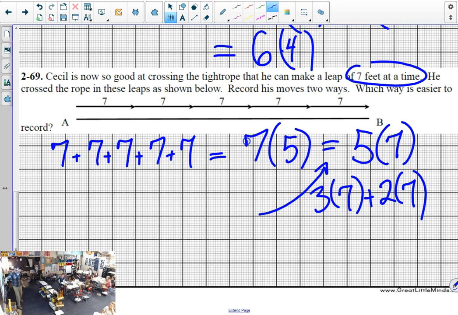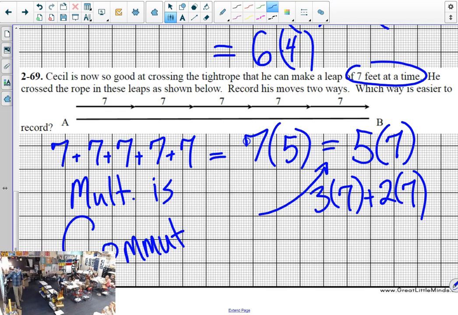What does it mean to move? Commutative. Please jot down somewhere. Multiplication is commutative. The order is irrelevant. Whether you say he did 7 moves of 5 or 5 moves of 7, it gets us to the same place. We call that commutative. To move means to commute. Or commute means to move.